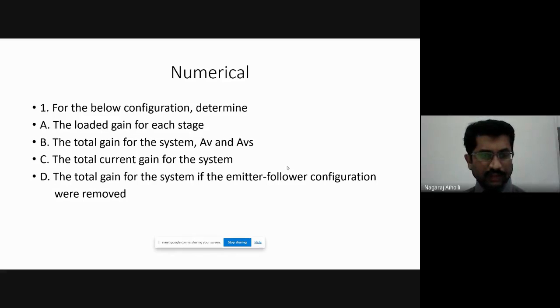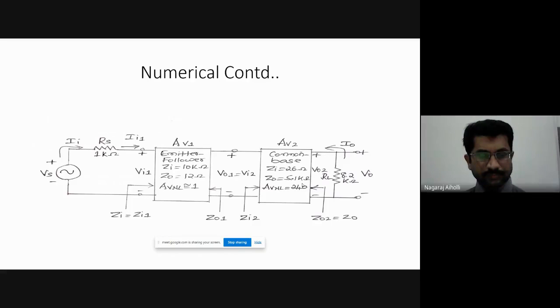Now just note down this block diagram for the first numerical. This is a cascaded system where there are two stages. First stage is emitter follower. The parameters of the emitter follower are Zi input impedance 10 kilo ohm, Zo output impedance 12 ohm, and no load voltage gain approximately 1. For common base, input impedance is 26 ohm, output impedance is 5.1 kilo ohm, AVNL no load voltage gain is 240. Source resistance is 1 kilo ohm, load resistance is 8.2 kilo ohm.